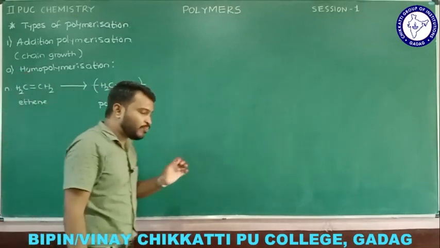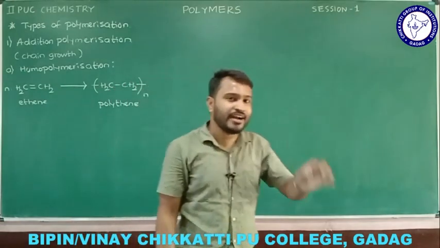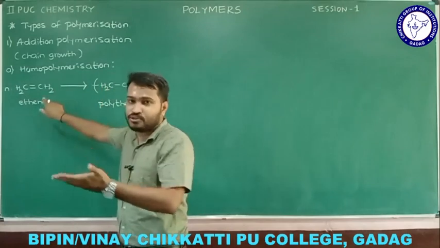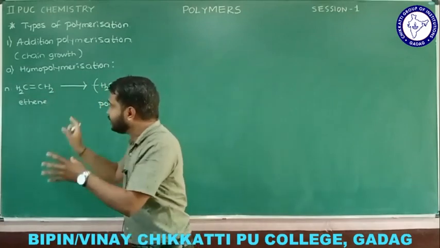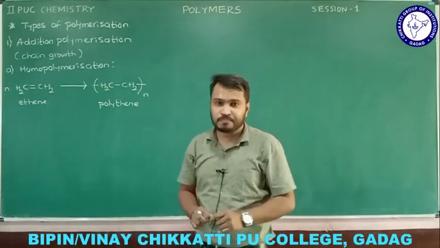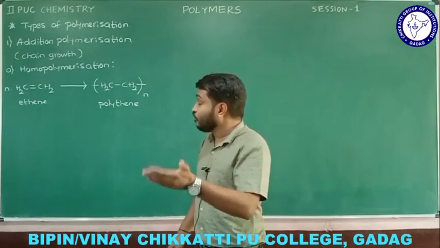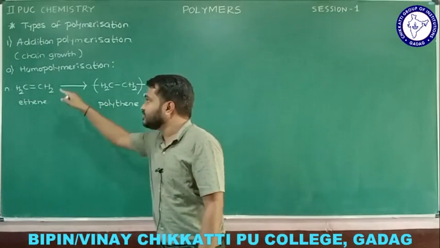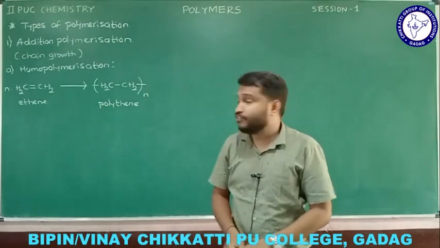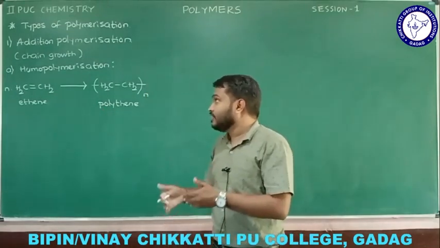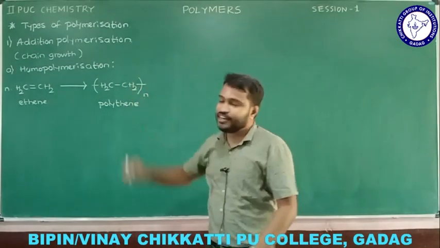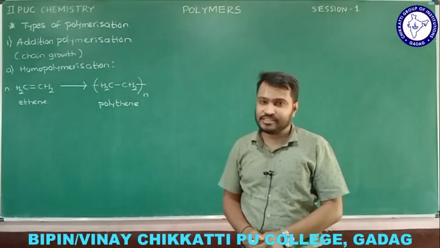So now I am going to say that this is an example for homopolymerization. What does homopolymer actually stand for? Same kind of monomers. How many kinds of monomer we have? Ethene is the only one monomer. N amount, large number of ethene is going to combine and you are going to get a polyethylene. So since the same kind of monomer we have, polyethylene belongs to the kind of polymer we call homopolymer, and this process we call homopolymerization.